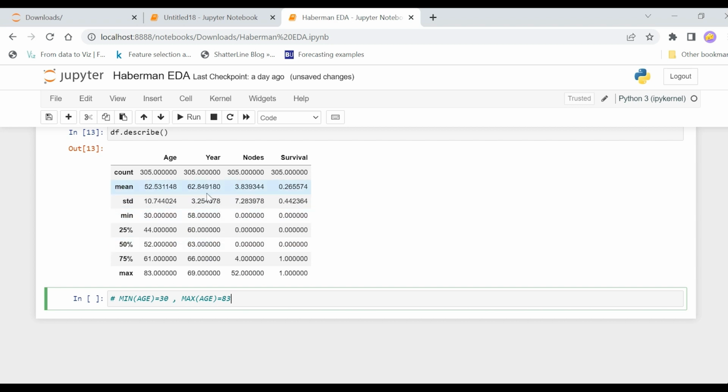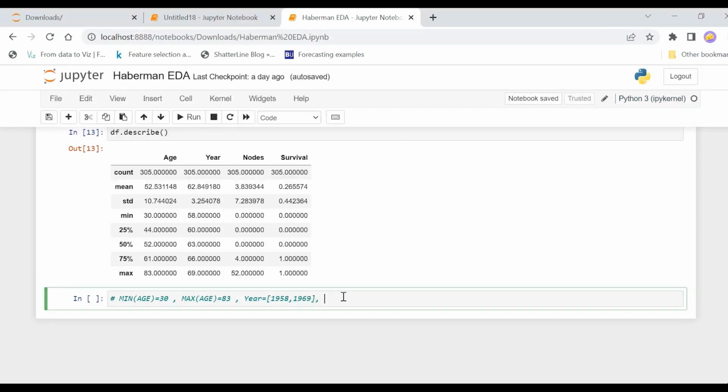The year is very simple. The year is from 58 to 69. Operation year is between 1958 and 1969. This is the operation year.